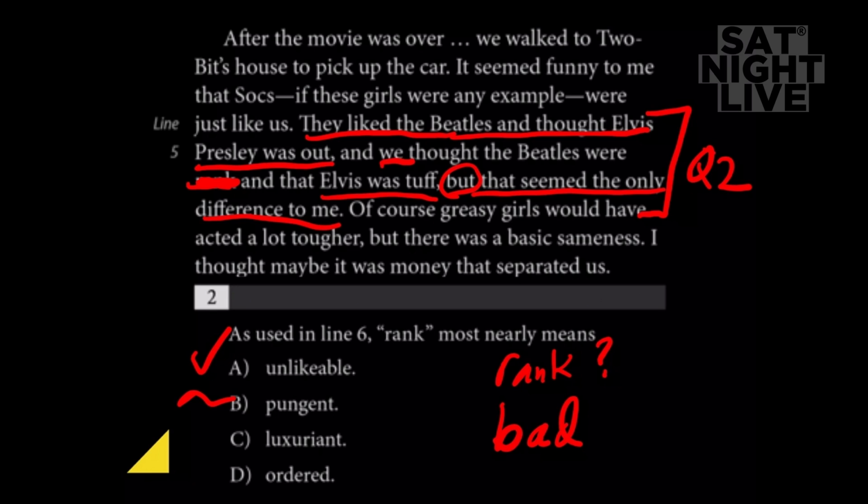Then for answers we're not sure about, we can put a little squiggle to show that we aren't sure what the answer means. Luxuriant, well, we know that luxuriant doesn't match bad. For answers we know don't match, we can cross them out. And ordered maybe is a regular definition for rank, but it totally doesn't mean bad, and so we can cross it out as well. What would I choose? The answer that I think is a yes, or the one that I squiggled and I'm unsure about? The answer that I think is a yes.